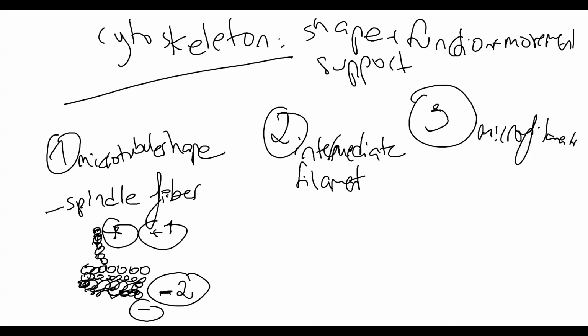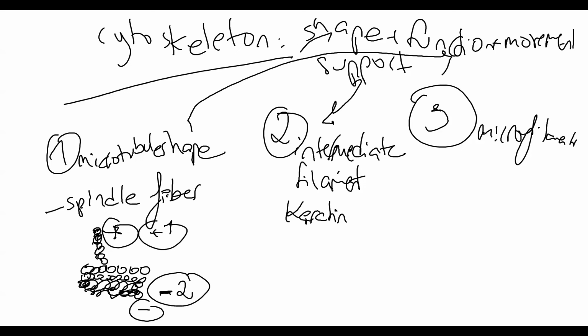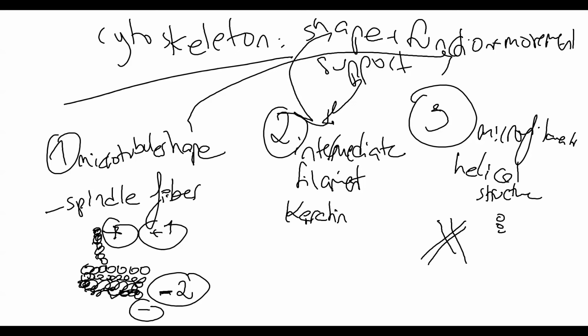The intermediate filament is like keratin in the hair. These filaments help in the structure, because keratin has no function, it just helps in the support of our hair. Microtubules help in the function. So support is for the intermediate filaments, the function is the microtubule, and the microfilaments have a helical structure like this.